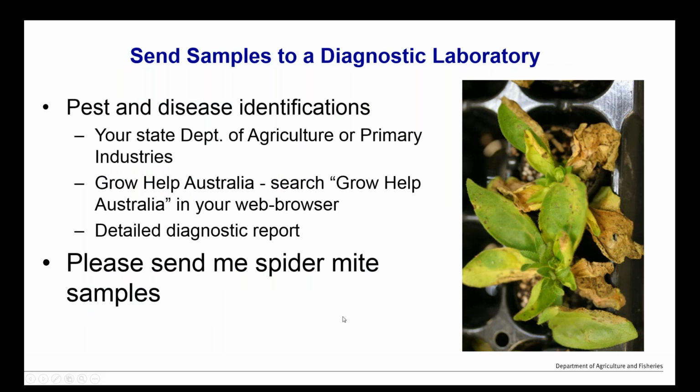Okay, now we talked about sending samples off to a diagnostic laboratory, and the project that I'm involved in has a diagnostic capacity. So you can send pests or disease-affected plants to us. What we will do is identify that pest or disease and provide recommendations on how to manage it. Lastly, also, please send me your spider mites, and you can email me through the Grow Help webpage. If you Google Grow Help Australia, it will come up relatively high, if not the first link, and there's more information on how to contact us and submit a sample.